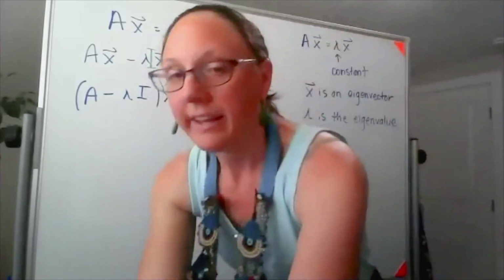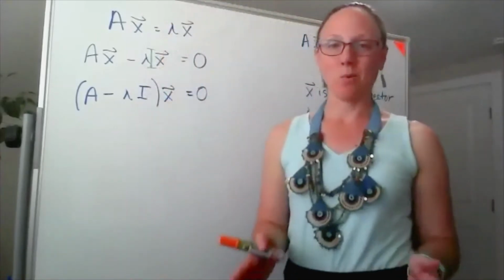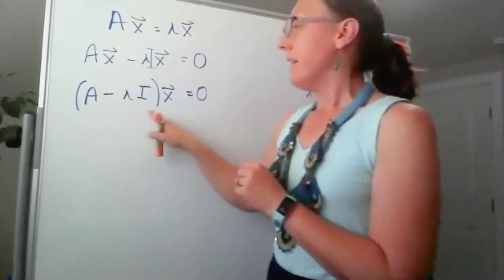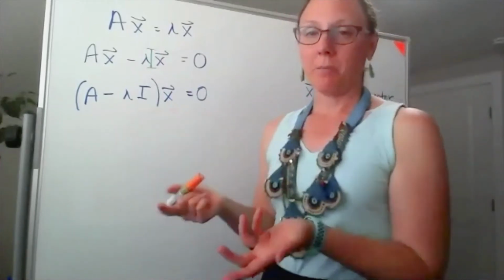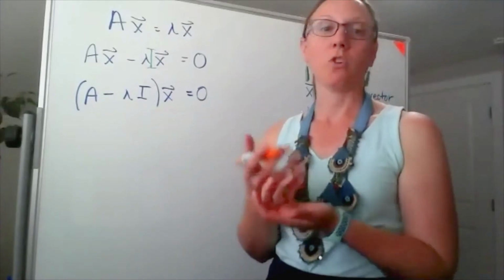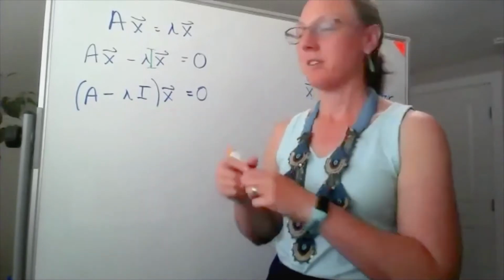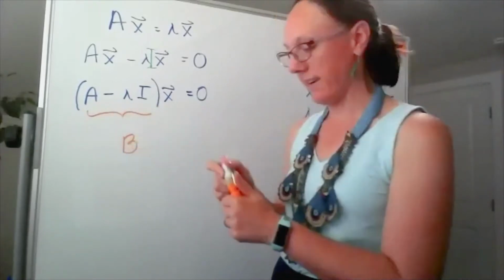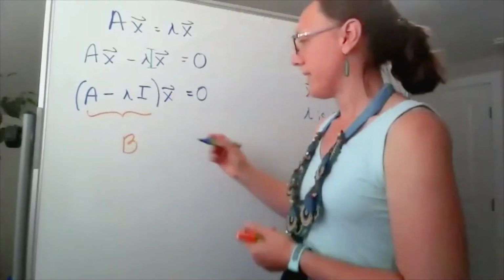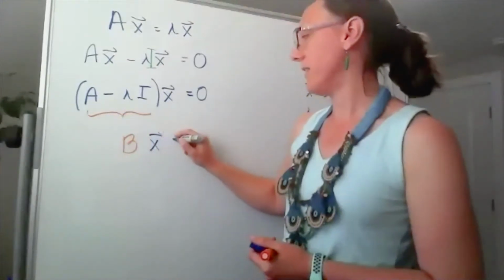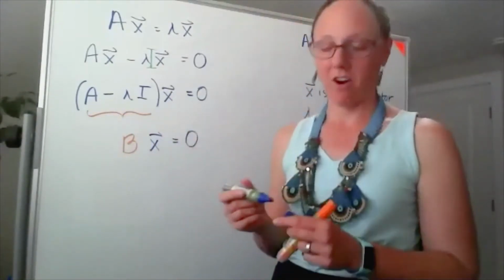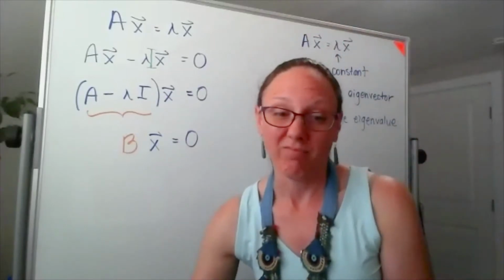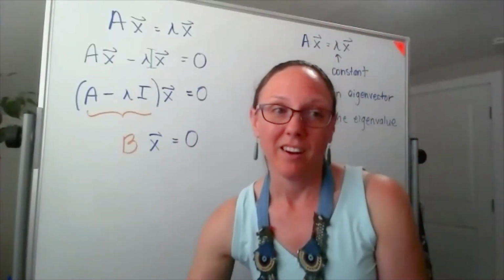Okay. Here's where life gets interesting, and this is why we had to know something about inverses. This right here is a matrix minus a matrix, which means the result is going to be another matrix. So I'm just going to call this some matrix B for a second. So now I have this equation that Bx is equal to 0.